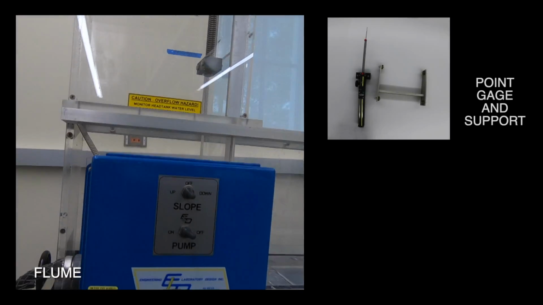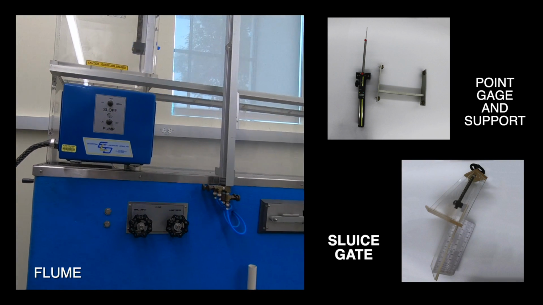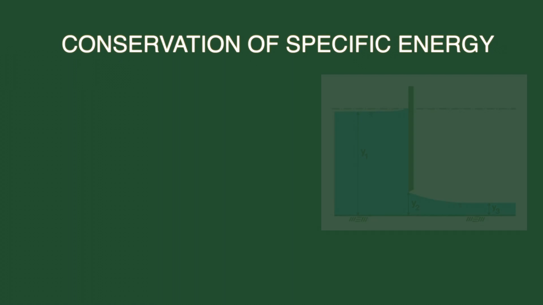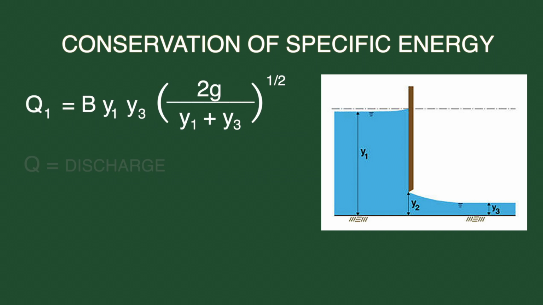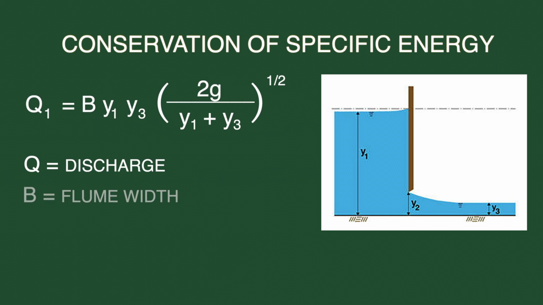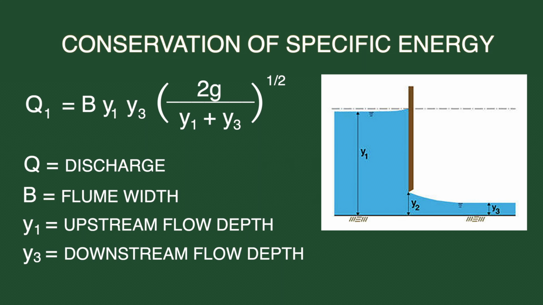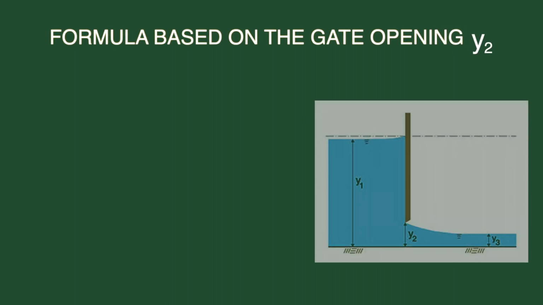Today we are going to demonstrate the flow under a sluice gate using the energy principle. The theoretical formula based on the conservation of specific energy is, in which Q is the discharge, B is the flume width, Y sub 1 is the upstream flow depth, Y sub 3 is the downstream flow depth, and G is the gravitational acceleration.